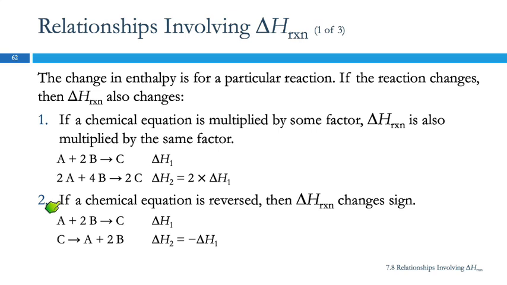If the chemical equation is reversed, then delta H changes sign. So here, if A reacting with B gives off heat, then if I do the opposite and have C reacting to form A and 2B, that must absorb heat, right? Because you can't create or destroy energy just by making a reaction go forwards and backwards. It'd be really cool if we could. That would solve our energy crisis, but we can't do that. So reverse the equation, change the sign.